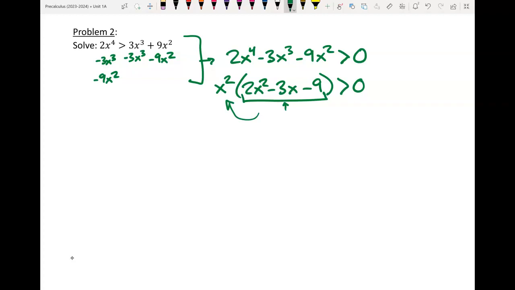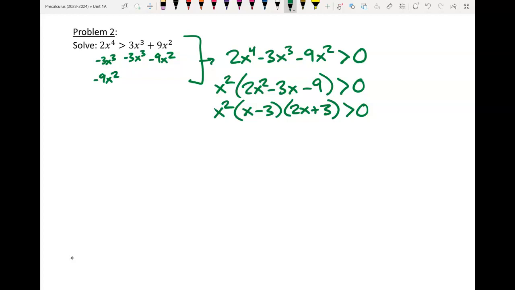And that's because complex zeros can't be our critical points, just real zeros. So we're going to go ahead and try to factor this polynomial. And so that factors to x minus 3 and 2x plus 3, and I'm going to bring down my x squared, and that is greater than 0. So again, we need our zeros, that critical point, so we can set up our sign chart.